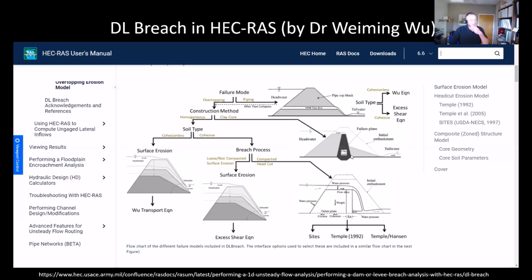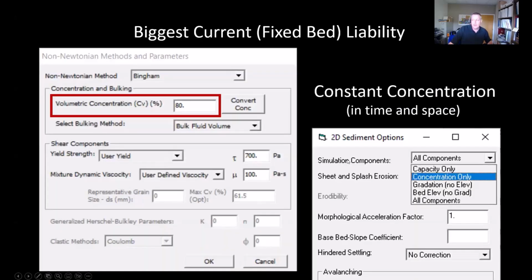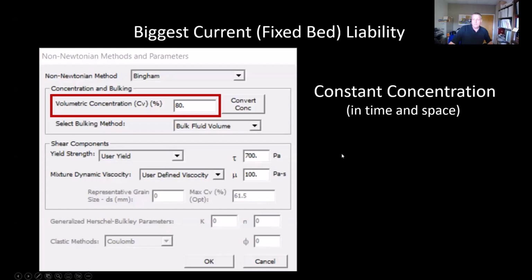And the question was asked, how do you do cascading dam failures? We have the ability to actually look at how those dams would fail in order. Okay, but the biggest fixed bed liability of non-Newtonian RAS is we have a constant concentration. You have a constant concentration in time and a constant concentration in space. You get one concentration, that's it.